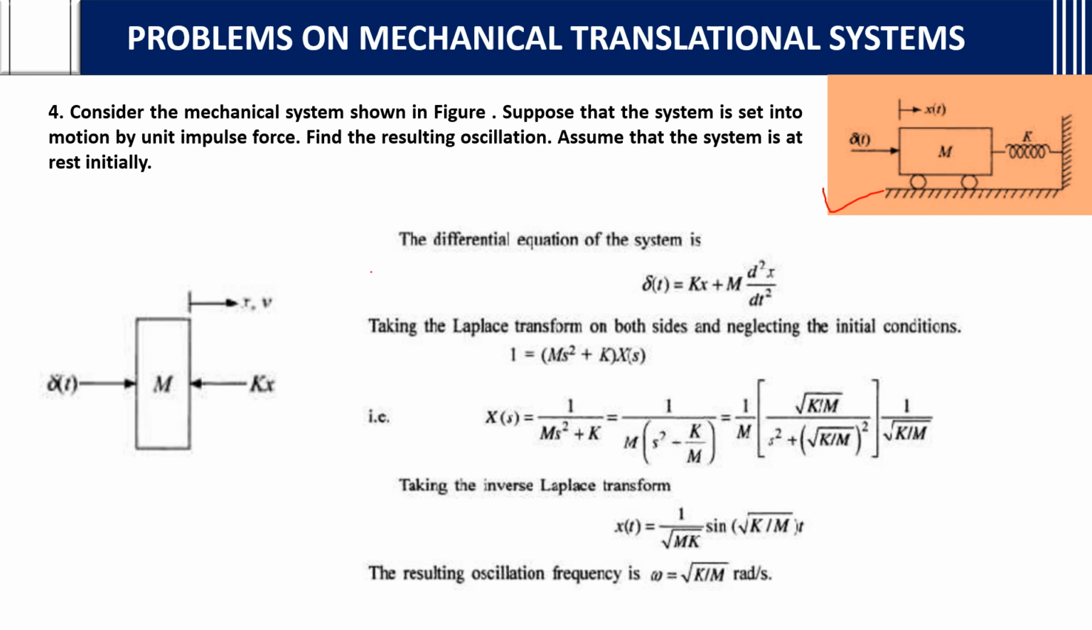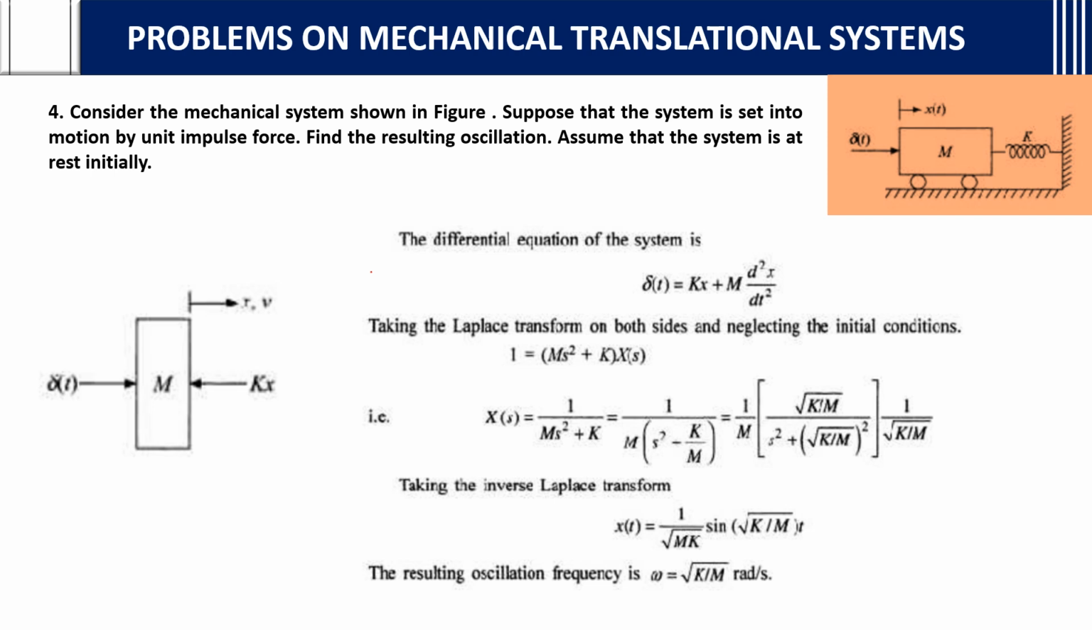Then assume that the system is at rest initially. Initially it is at rest, then the force is applied. We need to find the resulting oscillation. How will we see? The procedure is the same, but a little bit at the ending we need to understand.